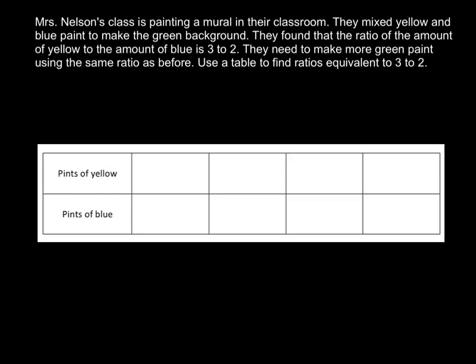Mrs. Nelson's class is painting a mural in their classroom. They mixed yellow and blue paint to make the green background. They found that the ratio of the amount of yellow to the amount of blue is 3 to 2. The amount of yellow to blue is 3 yellow, 2 blue. Okay, this is our original ratio. This would just be a ratio. So we're comparing the same paint.